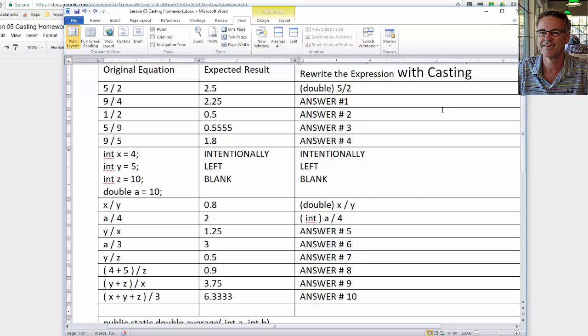Rewrite the expressions with casting. So over here, the example was 5 over 2. And then here is the example answer: put double in front of 5 over 2. And so these guys will all, the first 4 you have to do looks just like this.